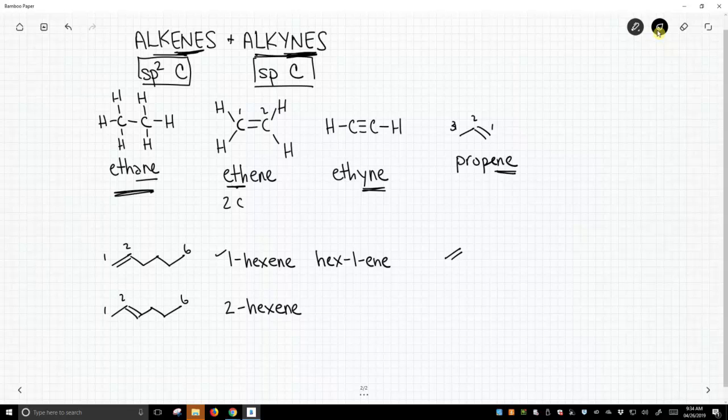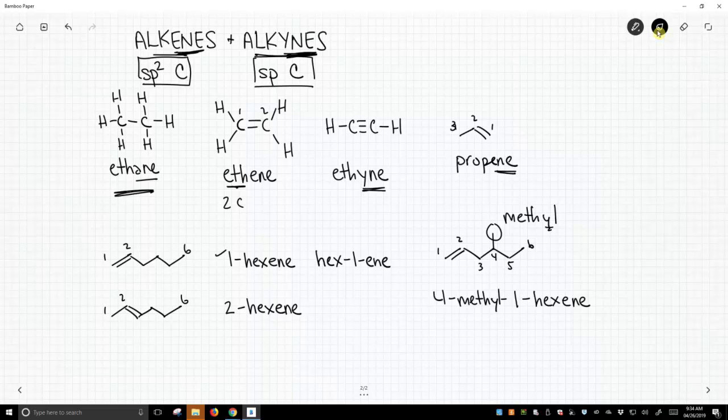Now sometimes we'll have alkenes, and this is a 6-carbon molecule. This is going to be 1-hexene again, but we can have extra groups coming off. So here's our 1-hexene, and our 1-hexene has a 1-carbon chain coming off of it. This is a methyl group. And again, the yl tells us it's a substituent. So this would be 1-hexene with a group coming off, and this is going to be a 4-methyl group.